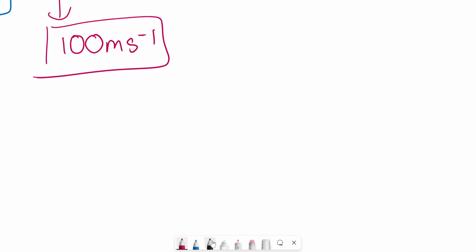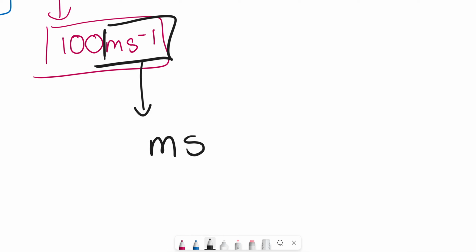Just one more thing, slightly unrelated, just might be useful. You may notice that I'm using ms minus 1. The only reason for that is in the IB course, you should always be using indices to show units. So you don't want to be writing m/s. Why? Because the IB declares it as ambiguous and unclear to the examiner. I don't know why, they just do.